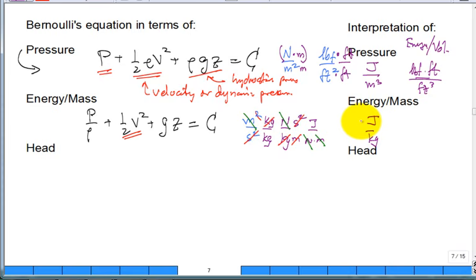What would it be in the English? Well, we could work it out. Doesn't matter how we do it. Maybe I need more room to do it. I'll do it right here. Let's start with foot squared per second squared, if you want to start that way. What would I multiply by? Multiply by pound mass divided by pound mass.